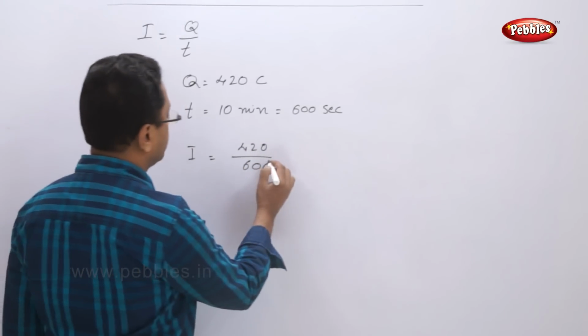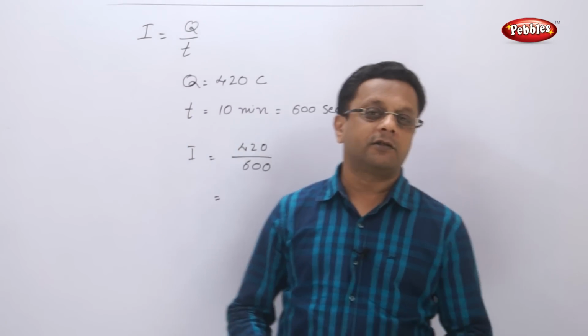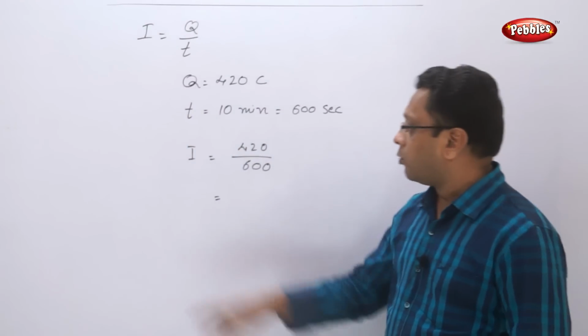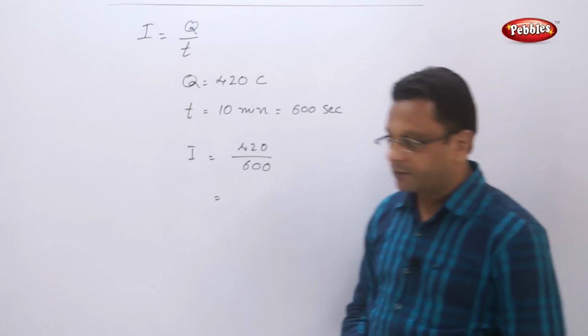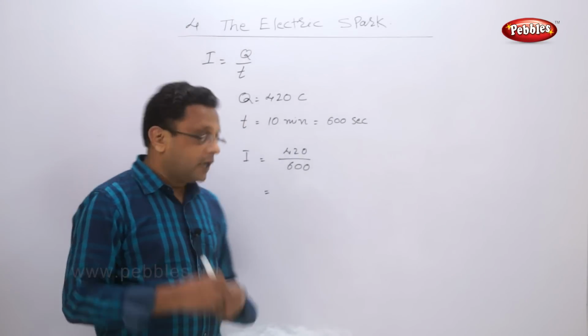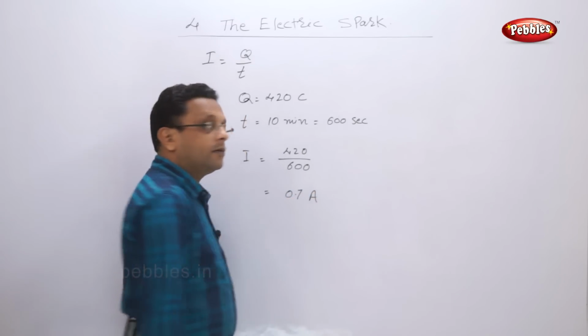Calculate this. Pause your video and calculate. This is simple arithmetic. Whatever current we get will be in amperes. The answer for this is 0.7 amperes.